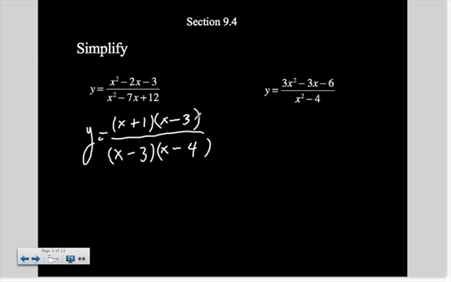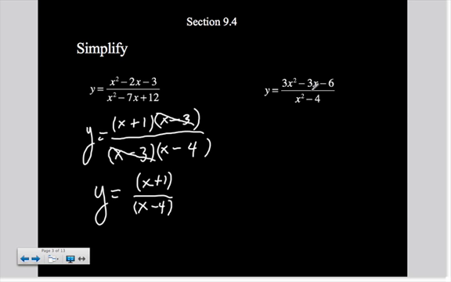So I factored the numerator, factored the denominator, and now I will cancel the common factors. X minus 3 is common to the numerator and the denominator, and if I write this in a simplified form, x plus 1 over x minus 4.